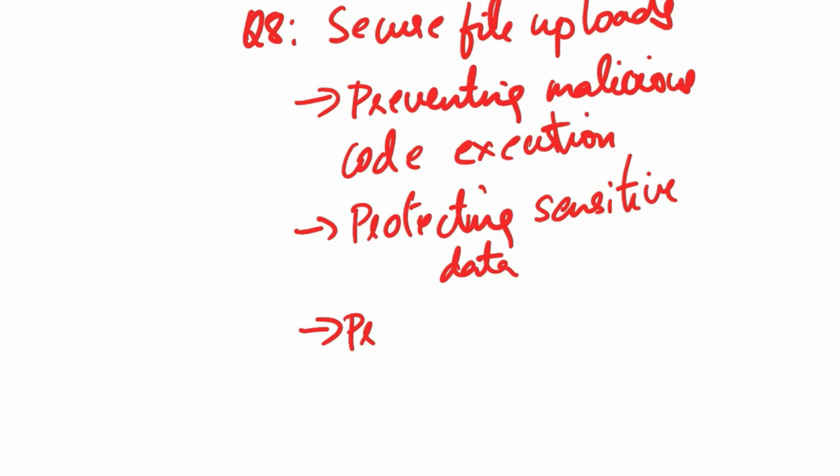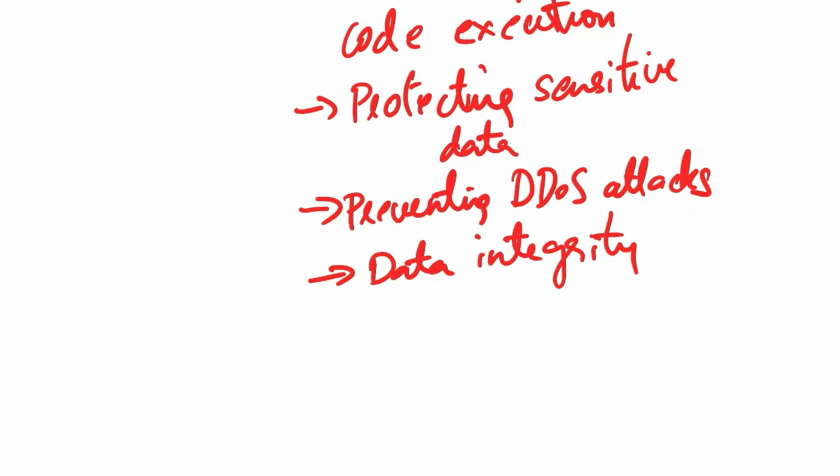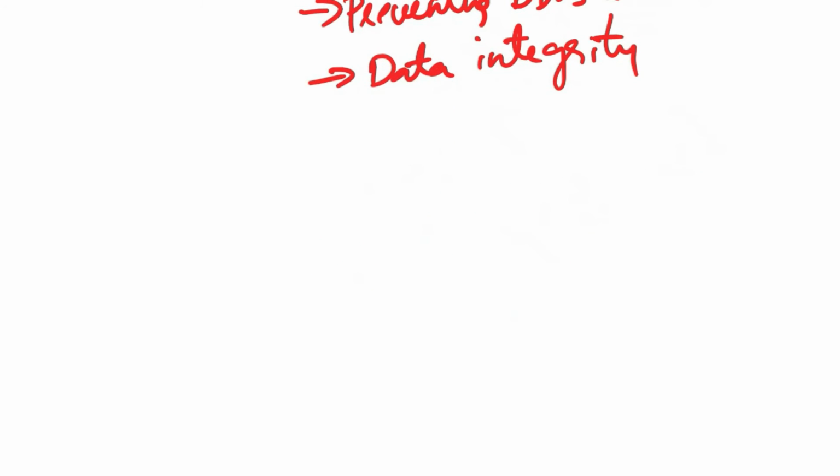Next is preventing denial of service attacks. Malicious users can perform DoS attacks by uploading large or numerous files, overwhelming the server's resources. Secure file uploads include controls to prevent these types of attacks. Next is data integrity. Secure file uploads ensure the integrity of uploaded files, making sure that they have not been tampered with during the upload process.